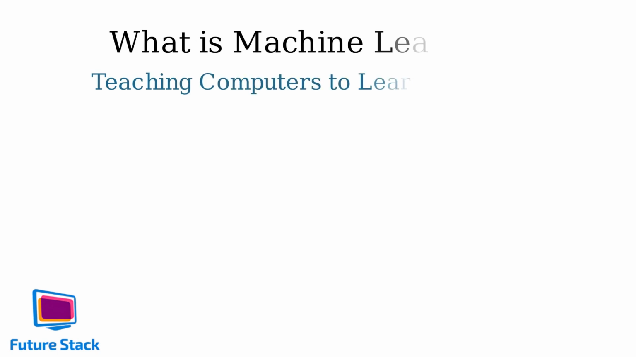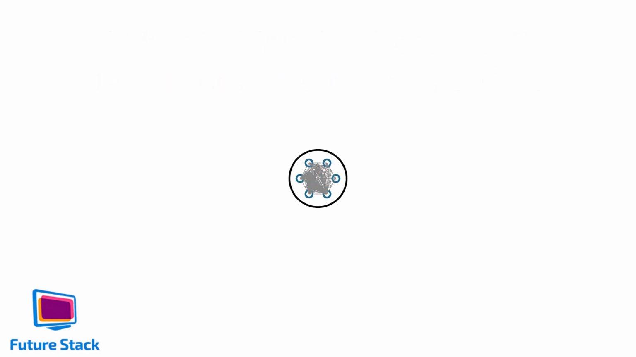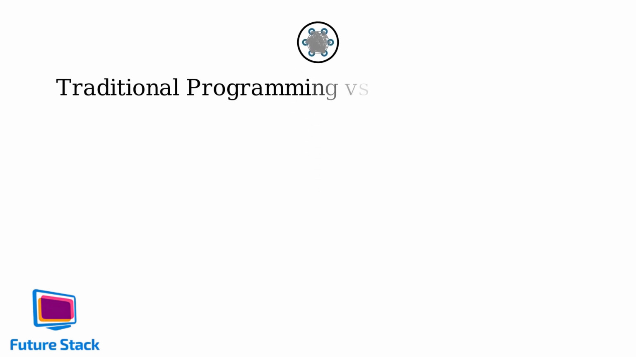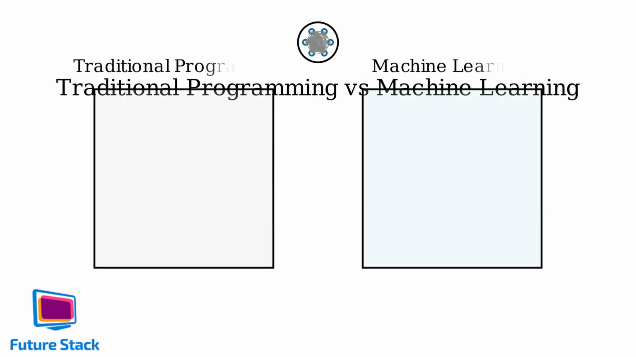Welcome to an exploration of machine learning. Let's discover how computers can learn from data. Machine learning is a revolutionary approach that allows computers to learn without explicit programming. To understand machine learning, let's compare it with traditional programming.